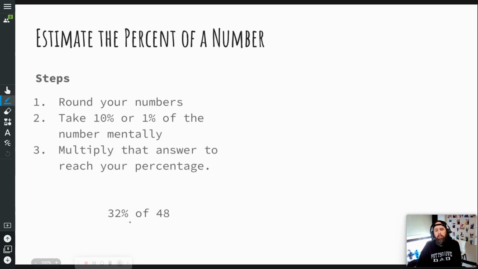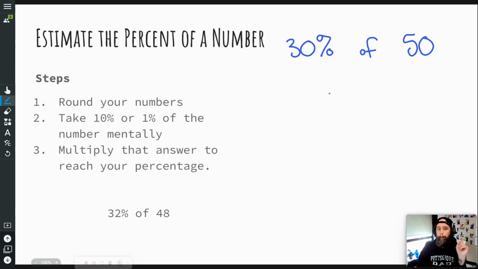So let's just say I give you 32% of 48, and I want you to estimate that. What you're going to do is you're going to round your numbers, okay? So round them to the nearest 10 if you're able to. So 32% in my brain is going to be the same as like 30%. I know it's not the same, but I'm estimating. 48 is going to be basically 50 because I'm rounding to the nearest 10. So in my mind, instead of 32% of 48, I'm thinking 30% of 50. Now, you might be thinking, ratio table time. What you're going to do instead of taking 30% is you're going to take 10%.